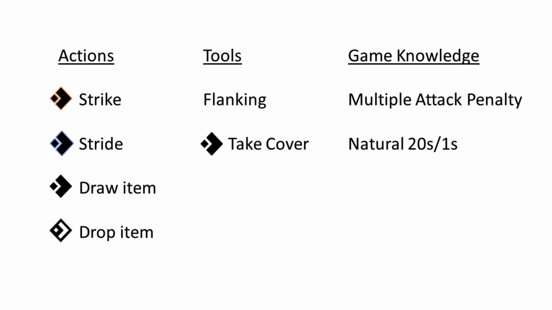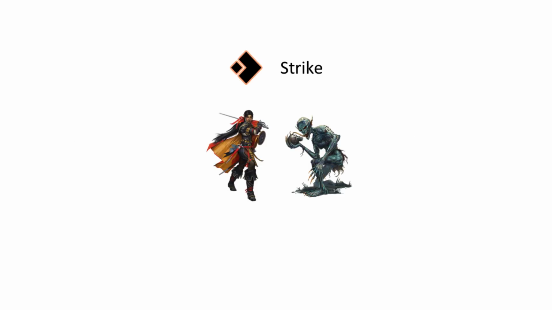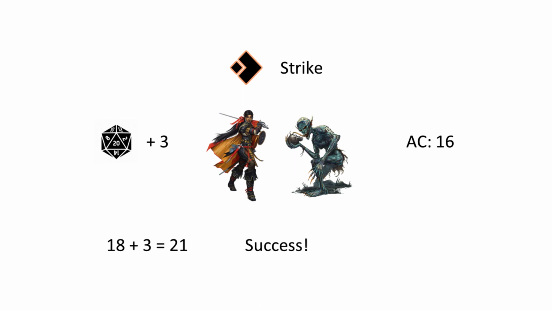Natural 20s and natural 1s. Let's say you want to strike a ghoul. The ghoul has an AC of 16. Like any action, you need to roll a d20 and add your attack modifier. So you roll your d20, you get an 18. You add a 3, you get a 21. Success! But let's say in another situation, you roll a 13. You add 3, success!